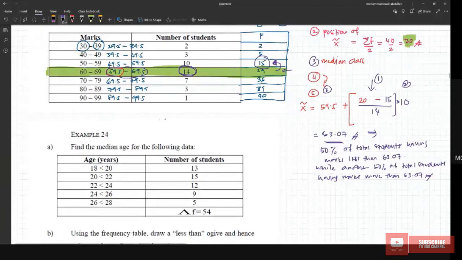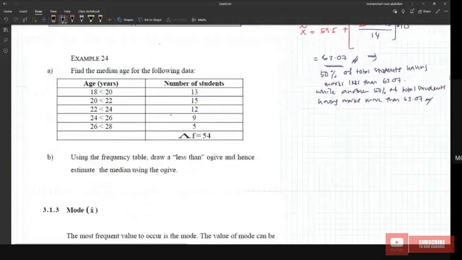So, example number 24, I want you to copy this example, right? Try to solve for mean and median, right? And I want you to draw a less than ogive from this frequency table, right? And then I want you to estimate the median using the ogive, right? So this is your homework. Please do this one, right?